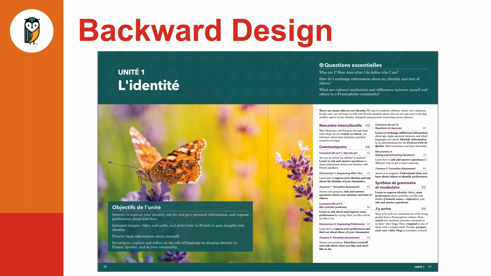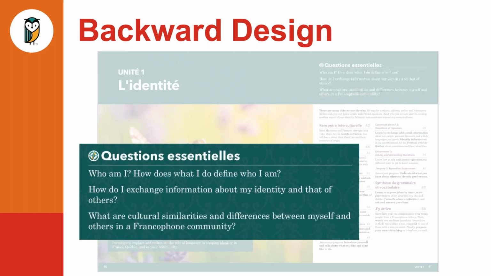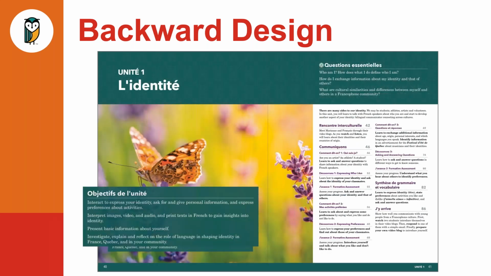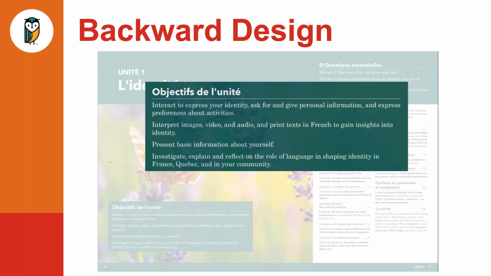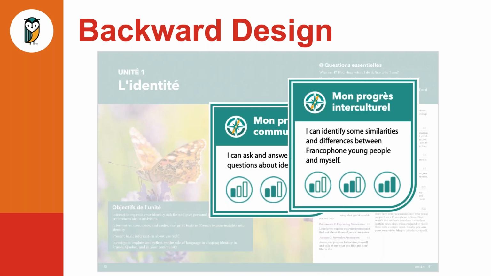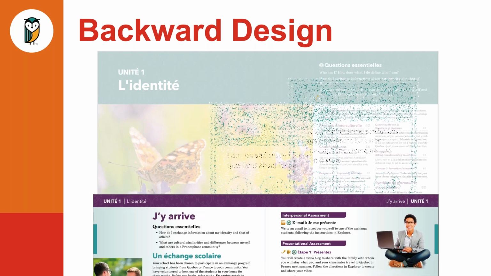A language program using backward design will begin by identifying themes and subthemes. In this level 1 French example, we're looking at Unit 1, talking about identity, who we are, and what we like to do. It is clearly outlined what learners will be able to do by the end of their study of this unit, and what the evidence of the knowledge would look like. Out of these themes, we come up with the essential questions, the unit goals, can-do statements, and then the summative assessment.